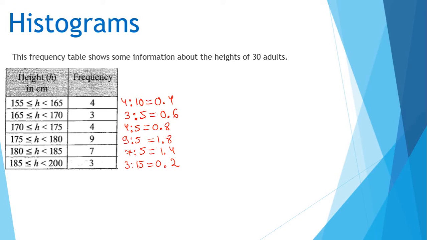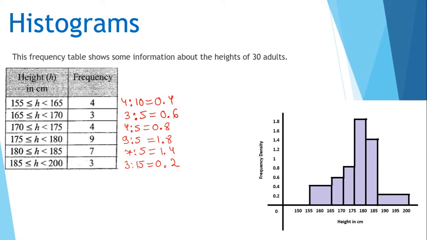And then draw a bar for each class and check that the area equals the frequency. For example, between 155 and 165, the frequency density is 0.4. Then, for this class, 165 and 170, the frequency density is 0.6. Then, from 170 to 175, the frequency density is 0.8, and etc. for each class. So, this is our histogram.